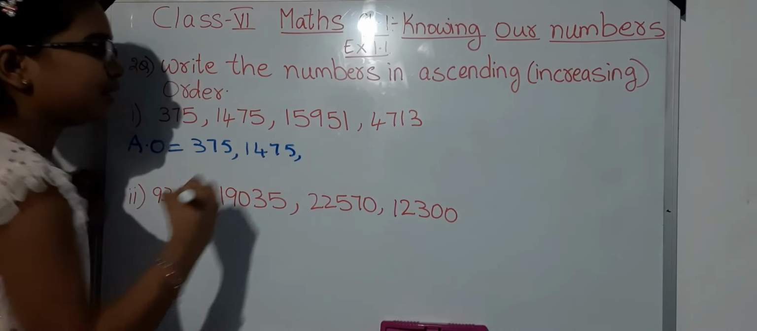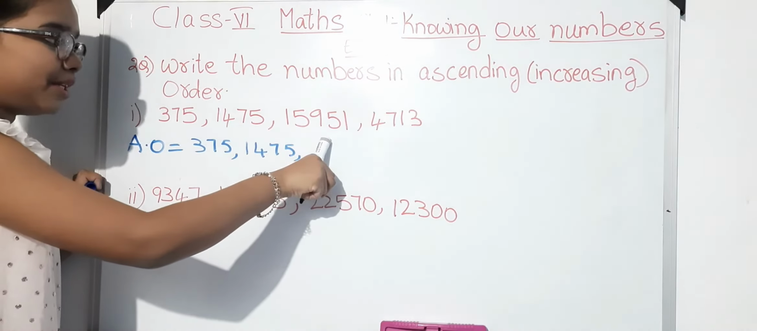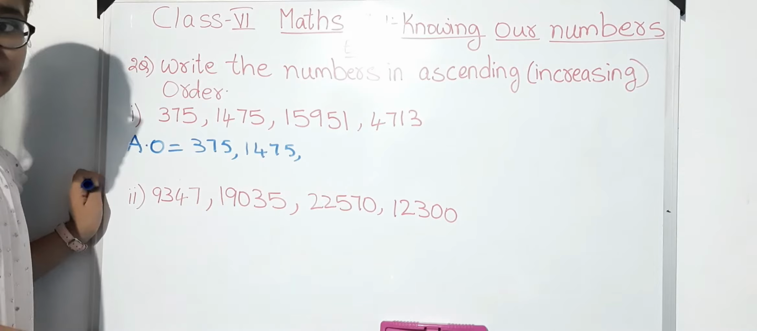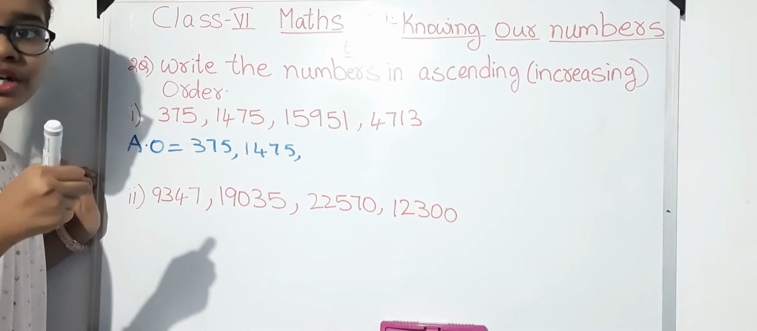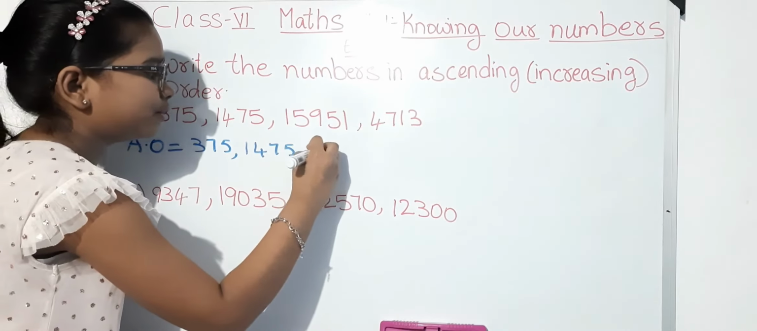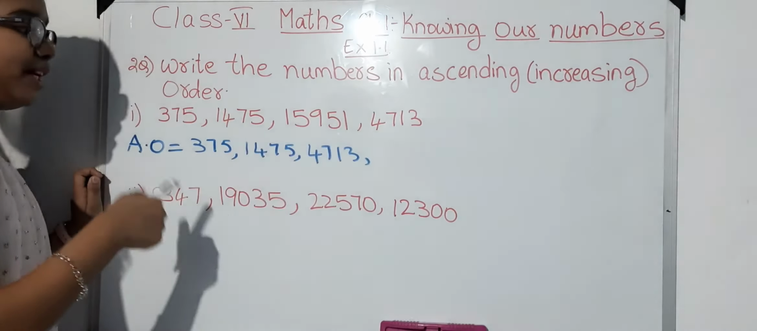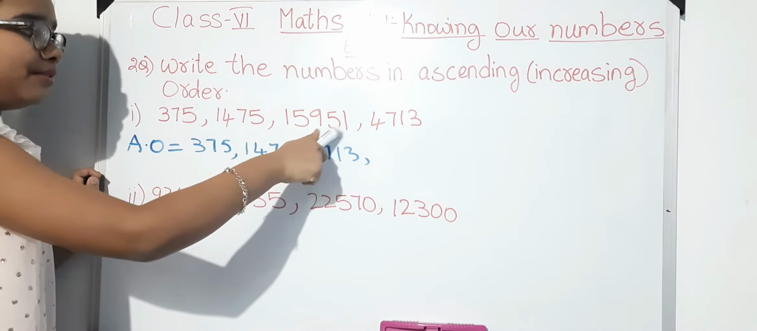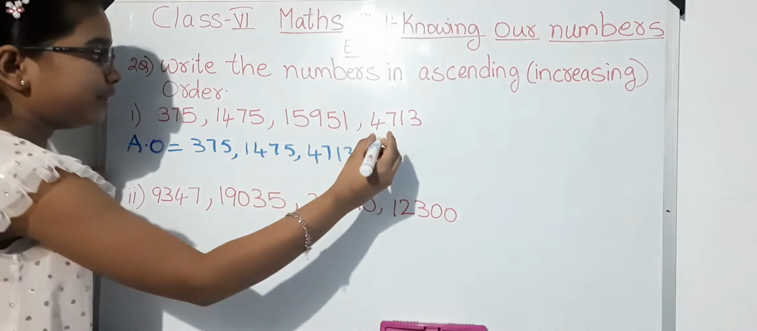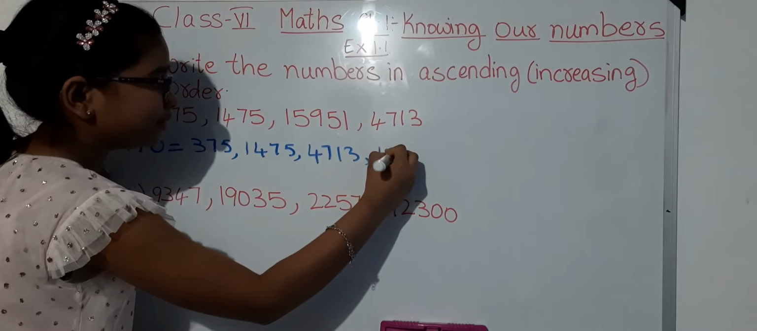Now here a 5-digit number is there and here a 4-digit number is there. In this, the 4-digit number is the smallest. So we have to write here 4713. Then after that the remaining is 15,951. So we have to write here 15,951.